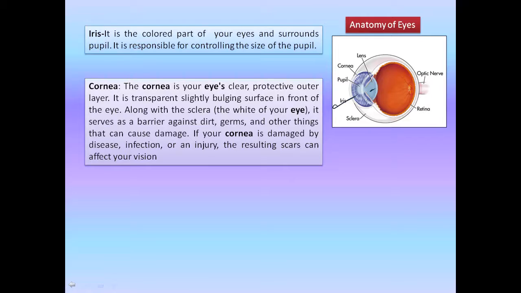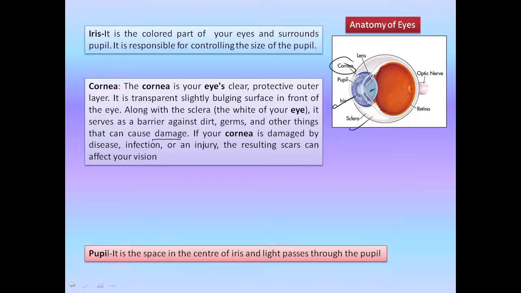Cornea. Cornea is your eye's clear protective outer layer. It is a transparent, slightly bulging surface in front of the eye. Along with the sclera, the white part of your eye, it serves as a barrier against dirt, germs and other things that cause damage. If your cornea is damaged by disease, infection or an injury, the resulting scars can affect your vision. So you have to protect your cornea.